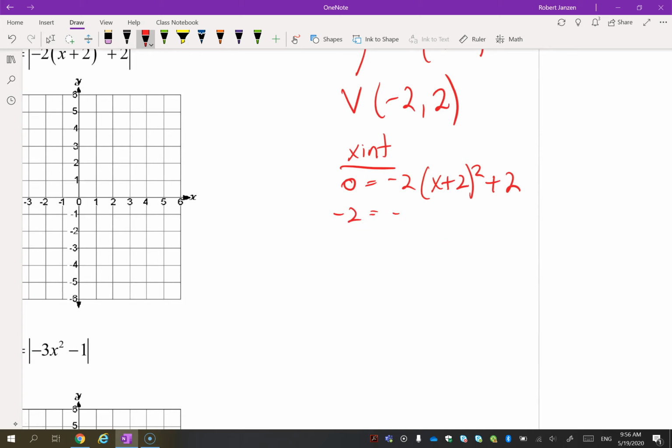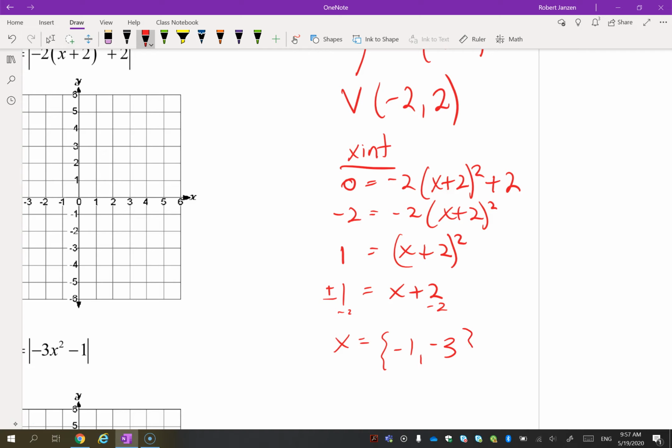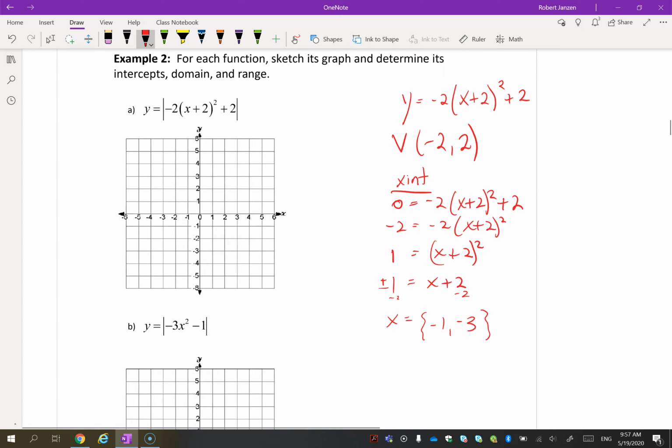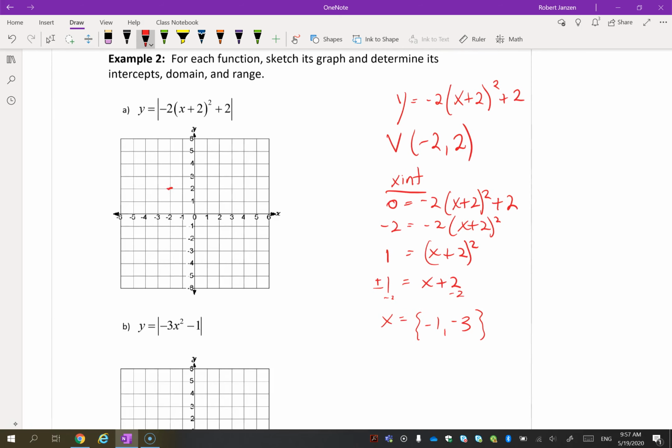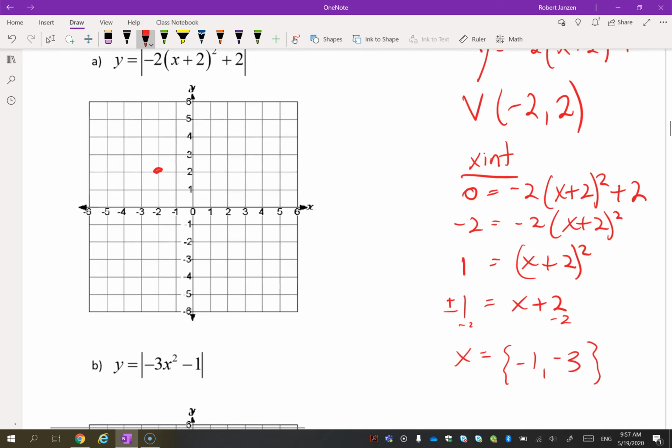So it's going to be like this. If I divide by negative 2, I get 1 is (x plus 2) squared. And now if I take the square root, 1 is plus or minus 1. And then if I subtract 2 from both sides, I'm going to get 1 take away 2, so that's negative 1. I'm going to get negative 1 take away 2, that's negative 3. Okay, so let's put this all in the graph. So negative 2, 2, there's the vertex. And I have x-intercepts at negative 1 and negative 3.